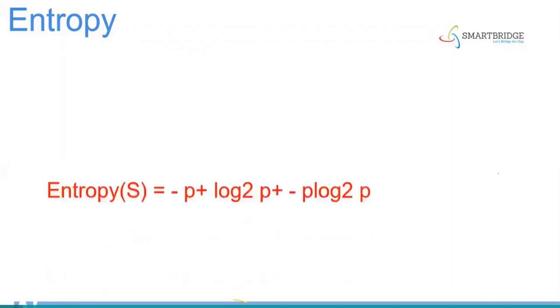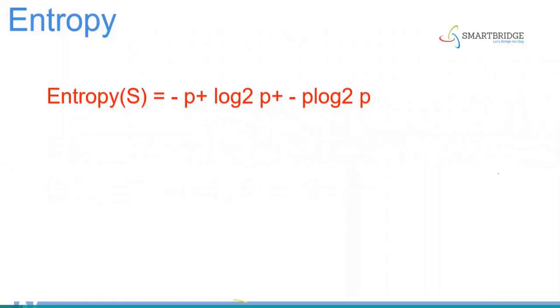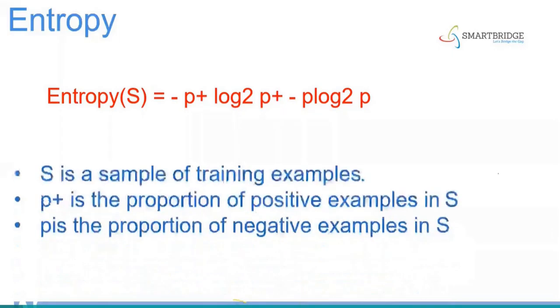Entropy is nothing but disorderedness of data, guys. So in order to properly arrange all those things, we need entropy and the information gain. So how do you calculate the entropy? The calculation of entropy is with a formula: minus P plus log 2 P plus, minus P minus log 2 P minus. So what is this? We will see.